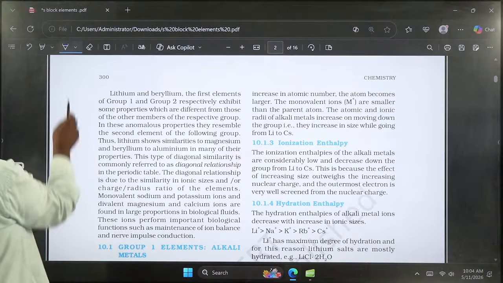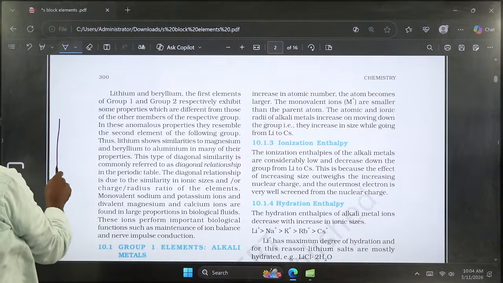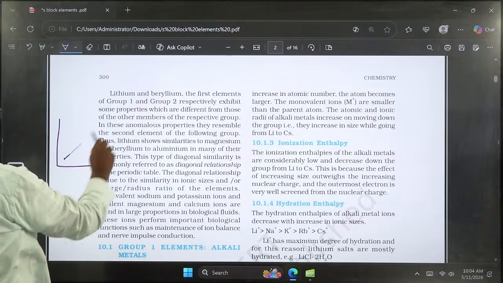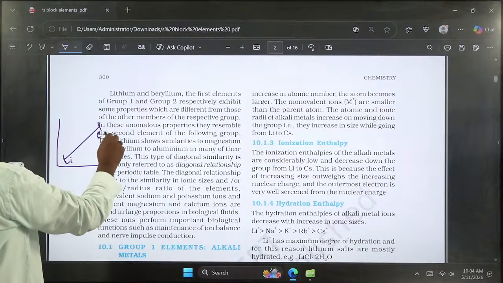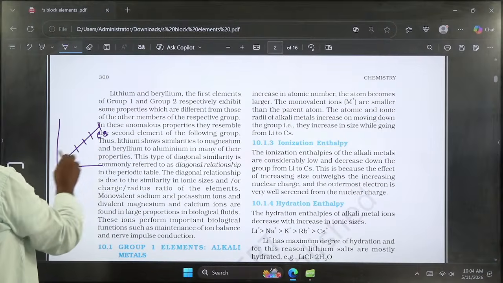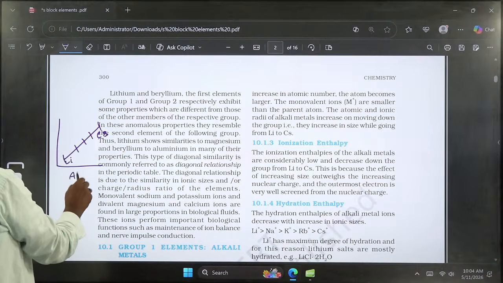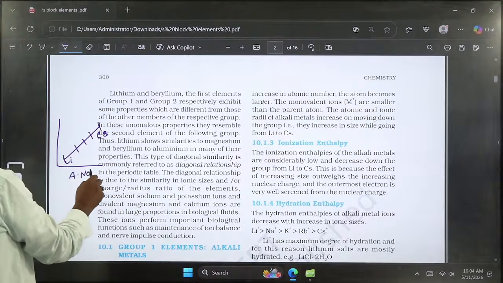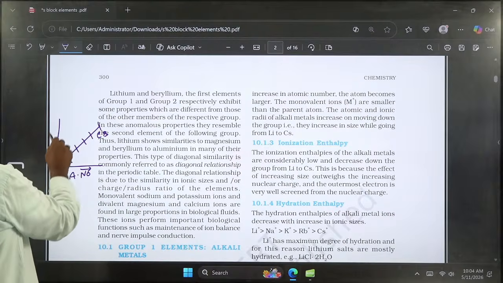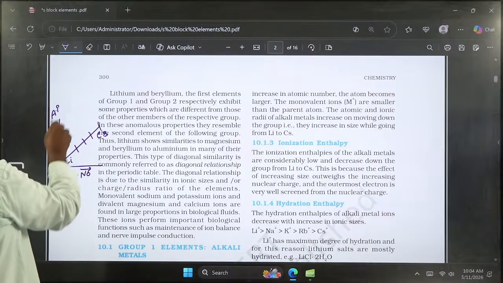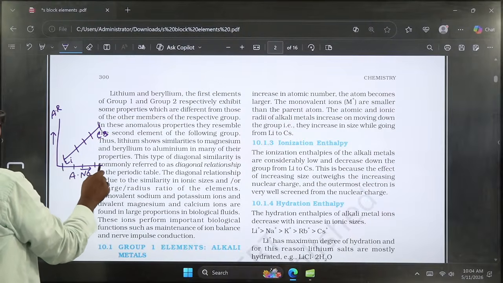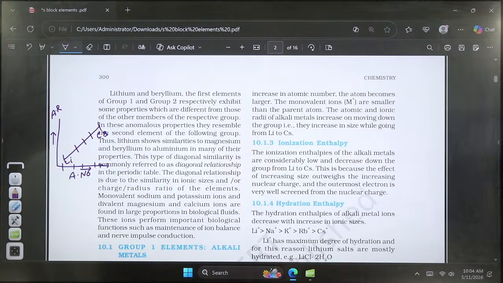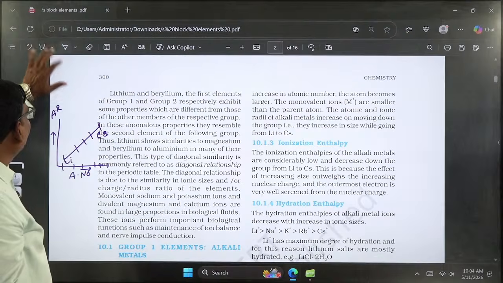Generally we can represent it in a graphical way. From lithium up to cesium, there is a gradual increase in atomic radius. With atomic number Z on the x-axis and atomic radius on the y-axis, there is a gradual regular increase in the atomic radius. So it is common in all groups.